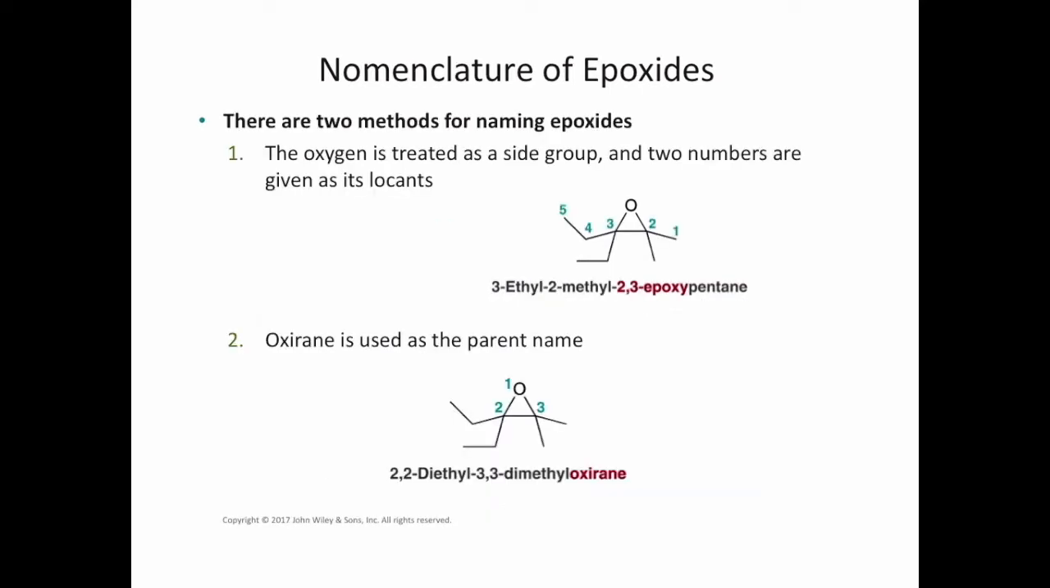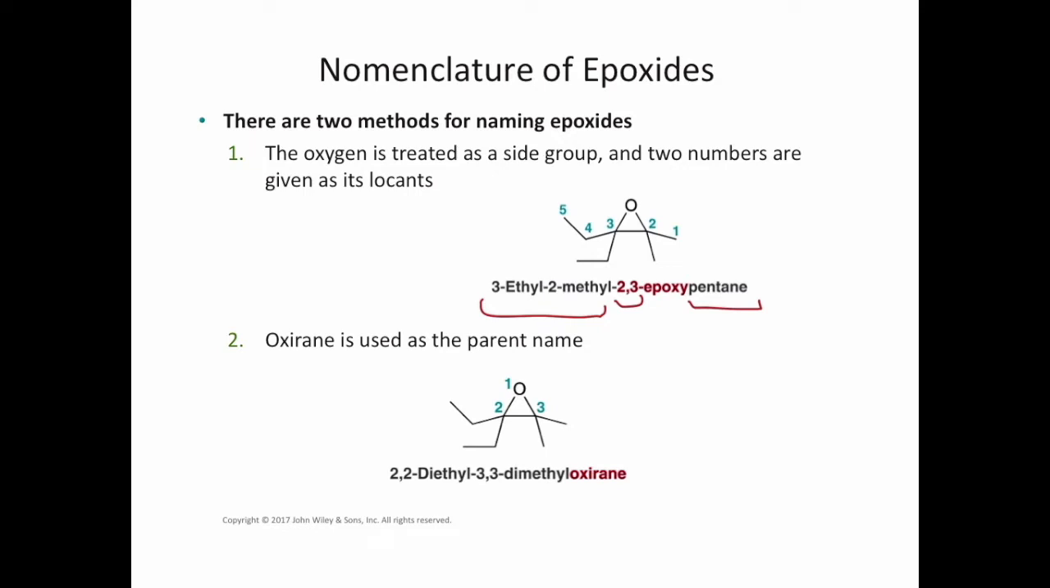There are 2 methods for naming epoxides. One is that the oxygen is treated as a side group and 2 numbers are given as its locants. So here we would number the longest chain, which would be pentane in this case, and then we would number from the side that gives the epoxide the lowest possible number, so in this case numbering right to left. We're going to call the epoxide epoxy with the numbers indicating which carbons are participating in that epoxide, and then we name the rest of the substituents as normal.